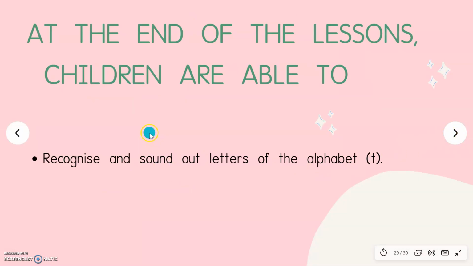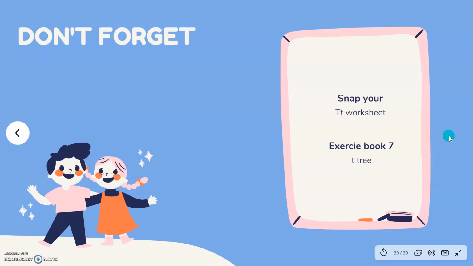Okay, at the end of the lesson, children are able to recognize and sound out letter of the alphabet. Alphabet T, the sound is T. Don't forget to snap your worksheet and your exercise book 7. T for tree, or T for tiger, or T for train.